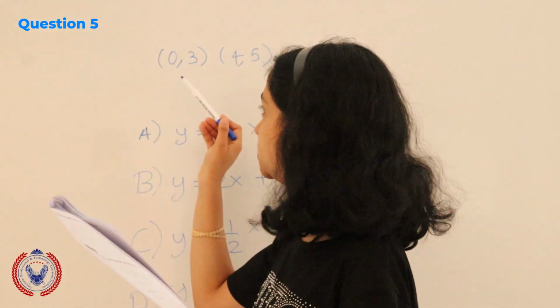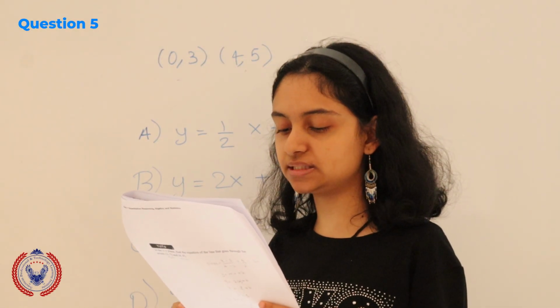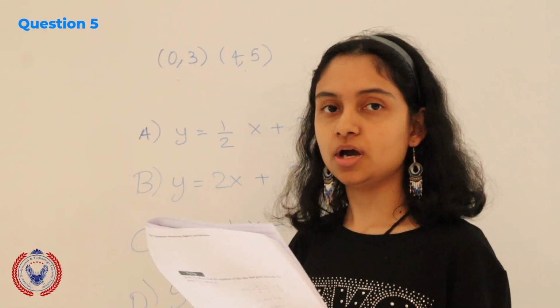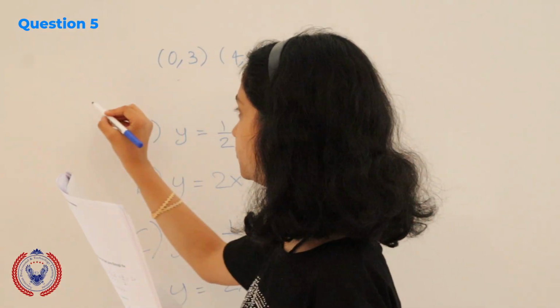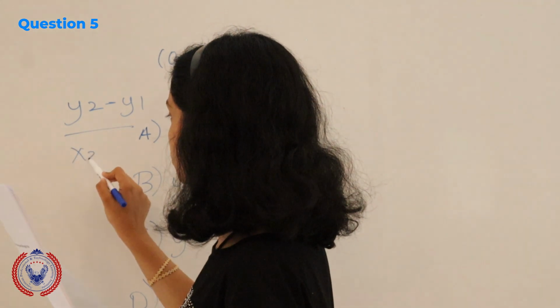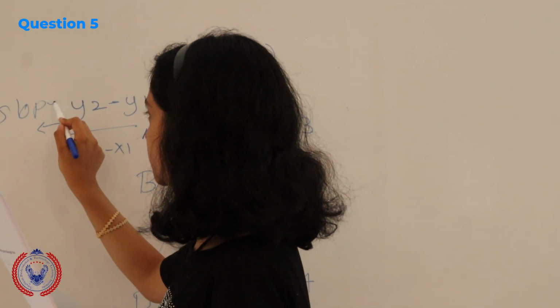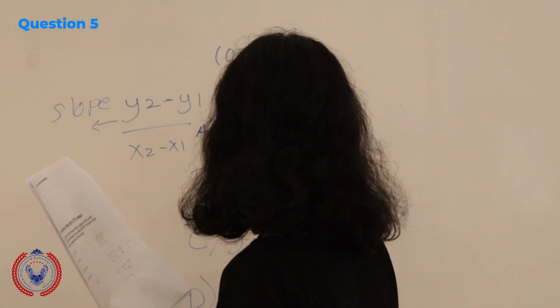Now, coming to question number 5. In the xy plane, a line crosses the y-axis at the point (0, 3) and passes through the point (4, 5). Which of the following is an equation of the line? Okay, this problem requires us to use a formula, and this is a popular formula that many of us might have encountered before. That is (y2 minus y1) over (x2 minus x1). This formula will help us find the slope, which is extremely important in this case.